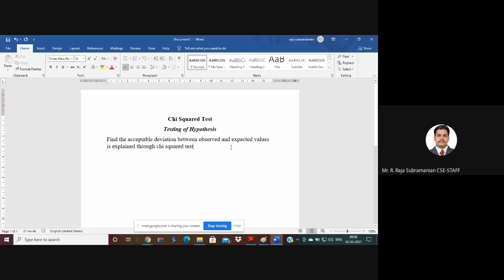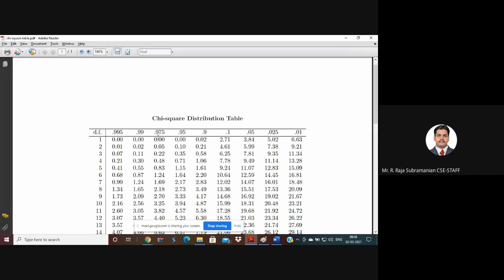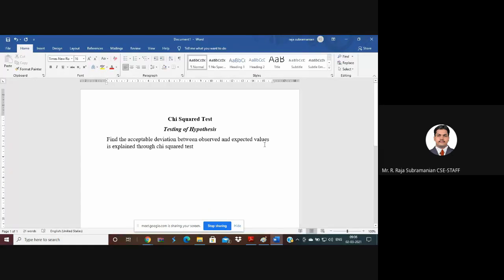Like in the student t-test, where we have a t-table, we also have a chi-square table here, and we'll be using that. Hope you can see it here. This is the chi-square table. The same degrees of freedom and the same significance values will be there. We'll be using these for calculating the chi-square values. Here also we'll be deciding how I can accept a hypothesis and how I can reject a hypothesis. The same thing we are going to do here.